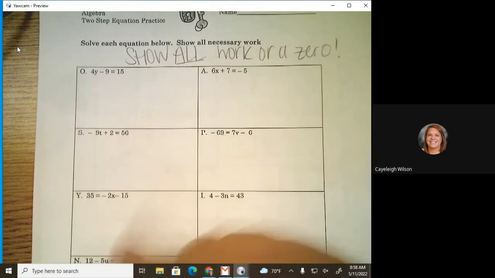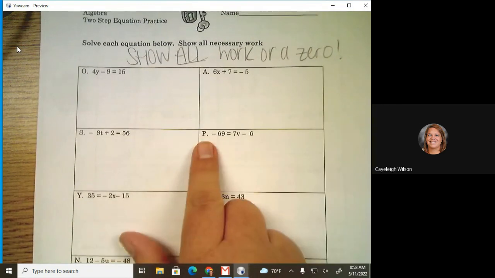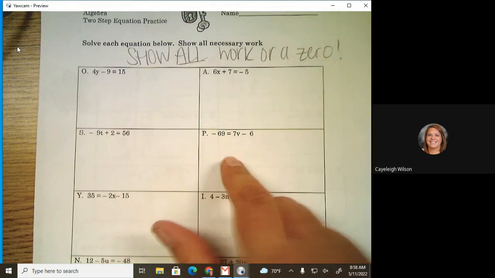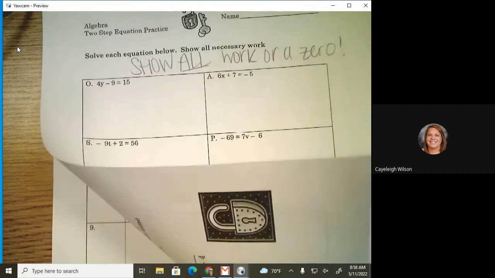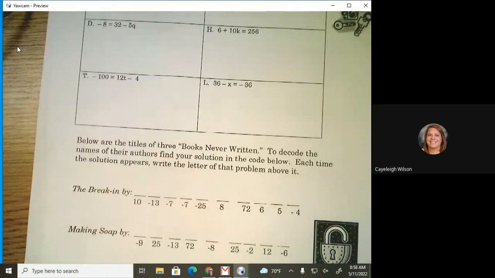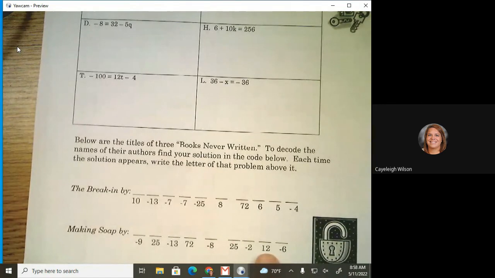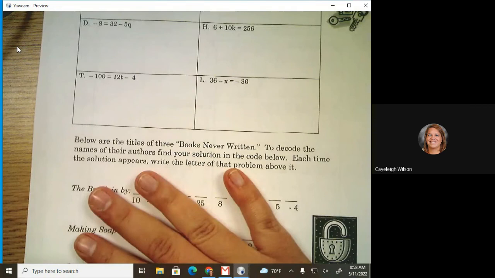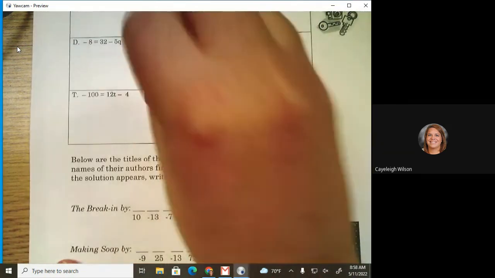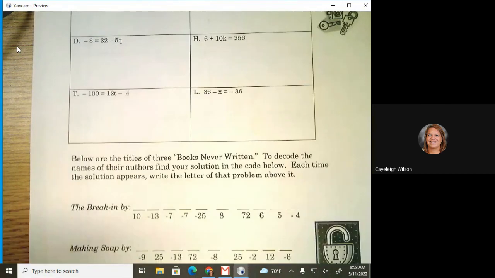All right, so what you're going to do is you're going to answer all these questions. You'll notice that there's a letter next to them. So let's say that letter P is 12. So when you go to the back, when you see a 12, you're going to put a P. Okay. If you don't get this part, not a huge deal. It'd be awesome if you could, but I care most about you solving the problems with all your work shown.